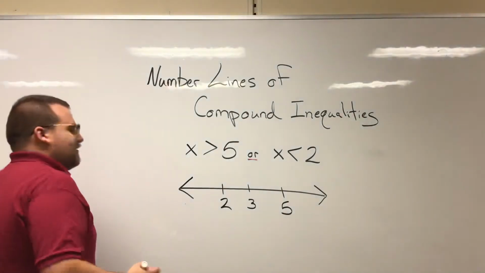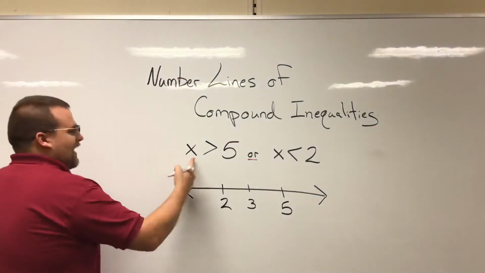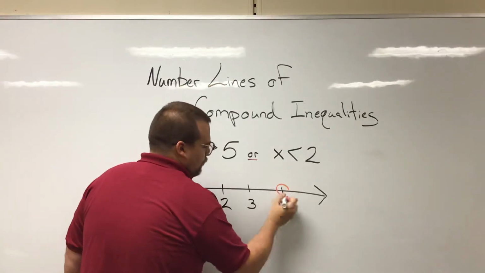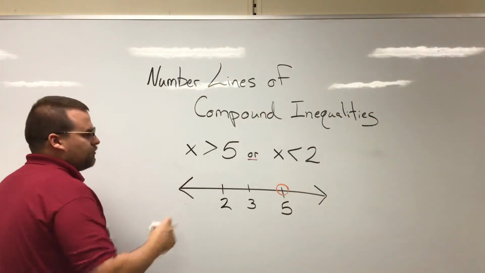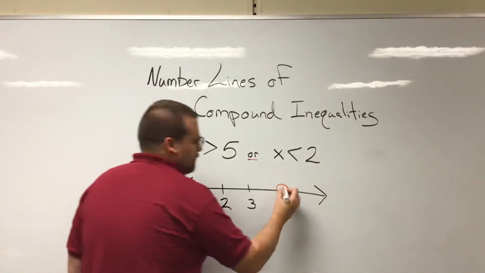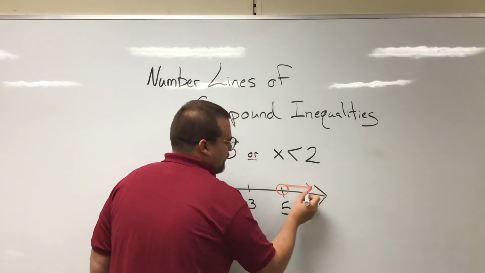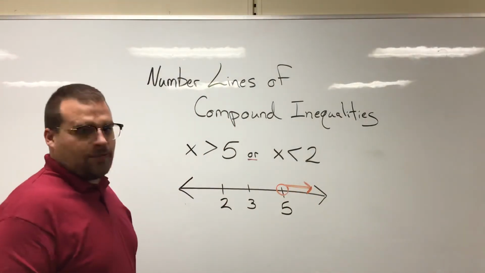So what I'm going to do is I'm going to plot these inequalities separately. X is greater than 5. Well, I know that means I'm going to put a circle on 5. Filled in? No, because it's not or equal to. And since x is greater than, I'm going to go in the direction of larger numbers than x. So there we go. There's one of these done.